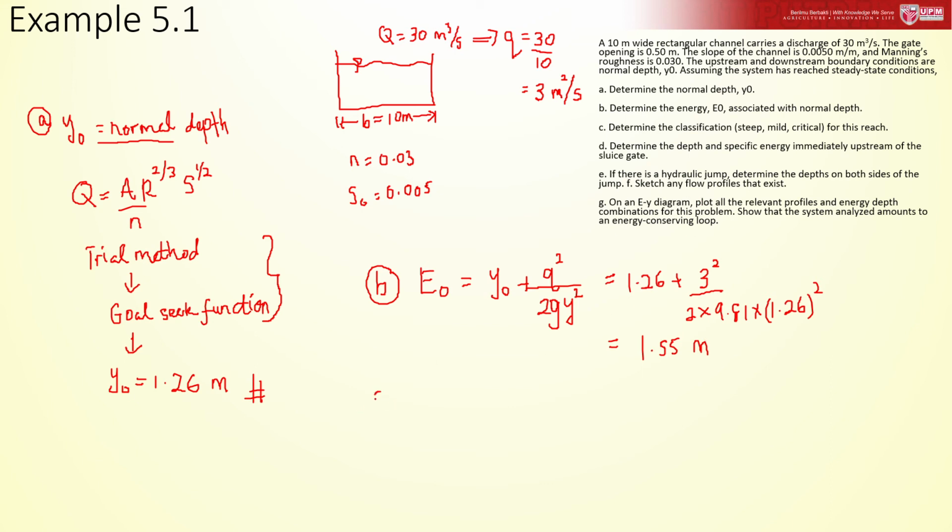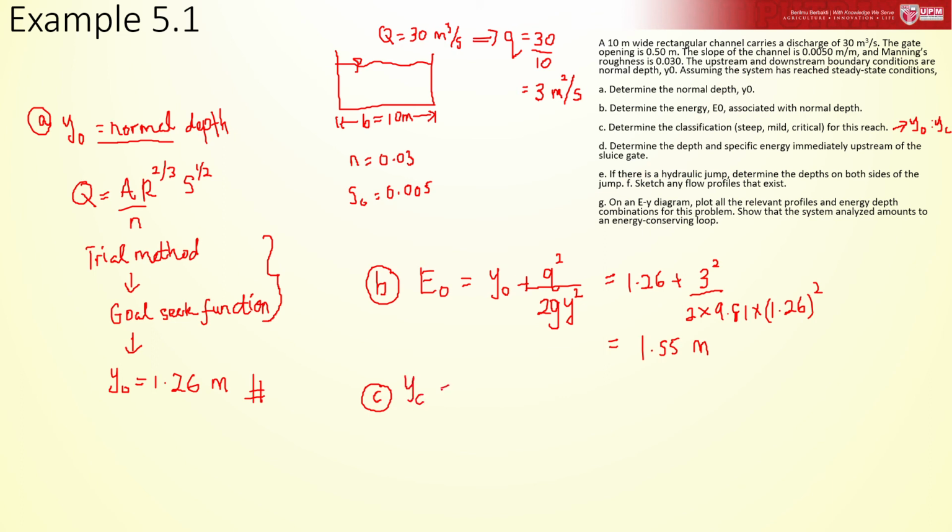And let's find the answer for question C. Question C wants us to classify the reach. When we want to classify the reach, whether the reach is steep or mild or critical, then you have to know the rules. If you remember, we have to compare y normal with y critical. So if you know y critical, then you can make the comparison. In this case, the critical depth is not known, so we have to find the critical depth first.